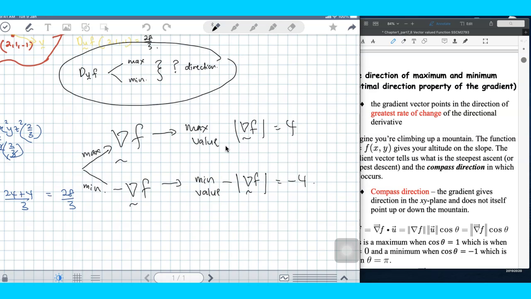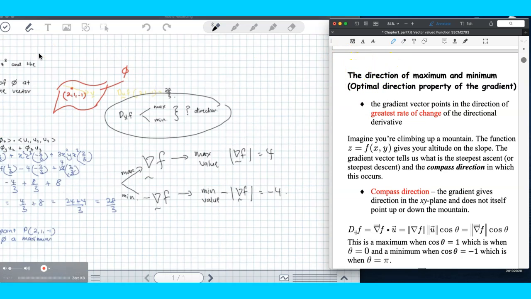So that is the idea of what direction makes your directional derivative maximum, and you use this formula. And what direction gives the minimum directional derivative? This is the direction, which comes from the vector itself. But the magnitude, the value, should be the magnitude.